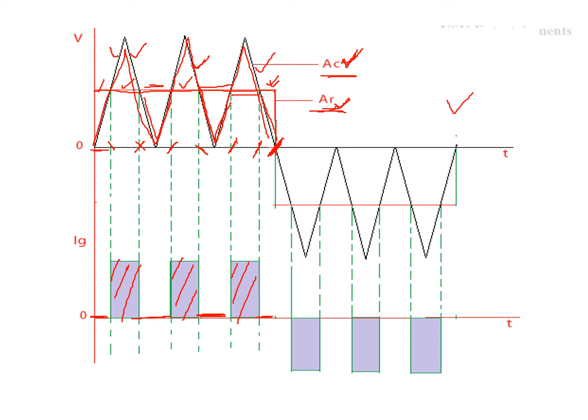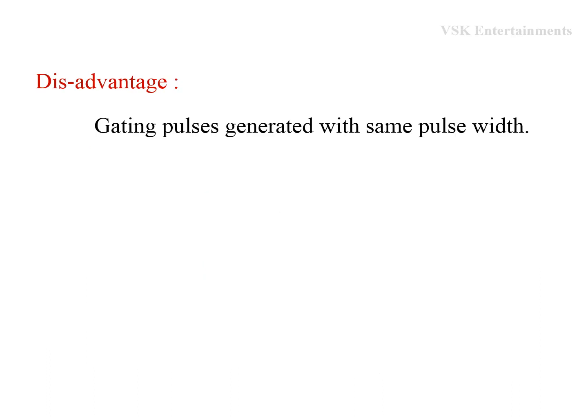Now we are going to apply these gating pulses to the thyristors which are present in the inverter circuit. Then we are going to get the control output voltage V0. If you observe the above waveforms, all the gating pulses have the same amount of pulse width, which means we are going to get the same amount of output voltage of inverters. Getting gating pulses with the same pulse width is the drawback of the multiple pulse technique, which means we have to overcome this drawback.